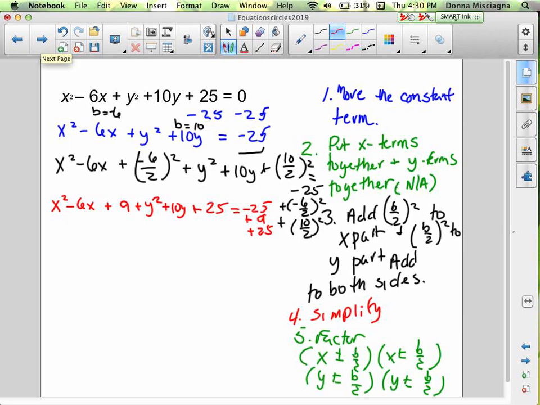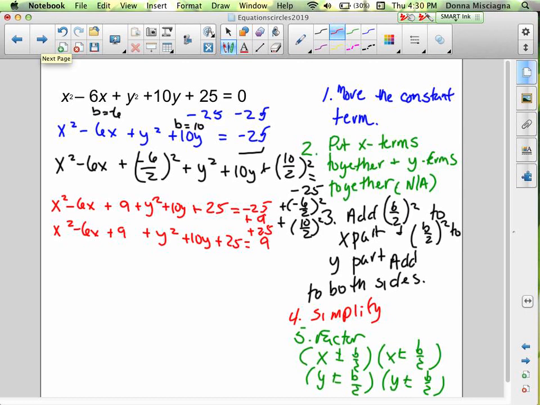All right, so let's continue to simplify that. We have x squared minus 6x plus 9 plus y squared plus 10y plus 25 equals. Negative 25 plus 9 plus 25 is just 9.